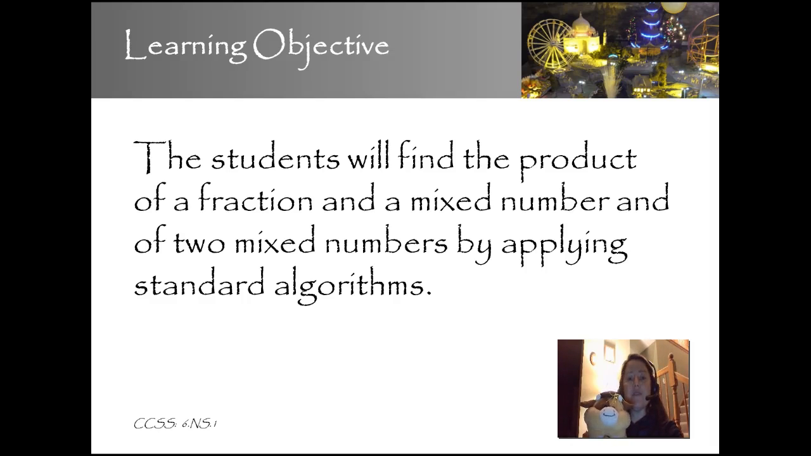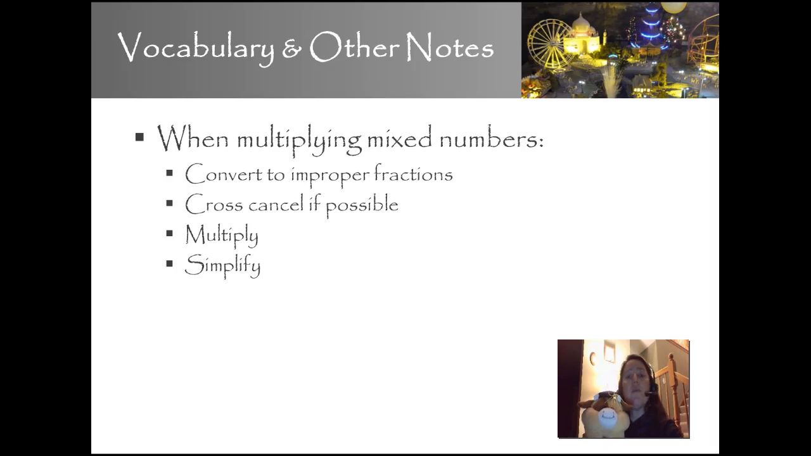Today's learning objective: students will find the product of a fraction and a mixed number and of two mixed numbers by applying standard algorithms. When multiplying mixed numbers, the first thing we have to do is convert any mixed numbers to improper fractions. Then we'll cross-cancel if possible, we'll multiply just as we've been doing, and simplify.